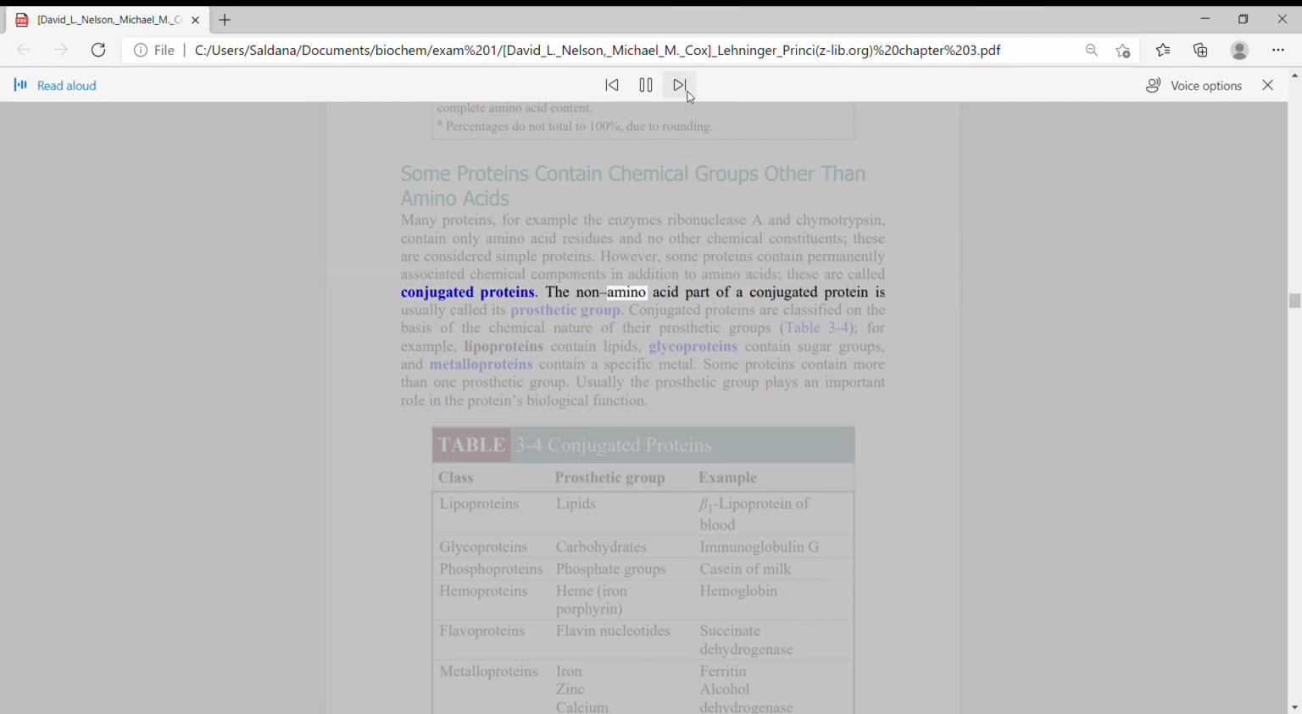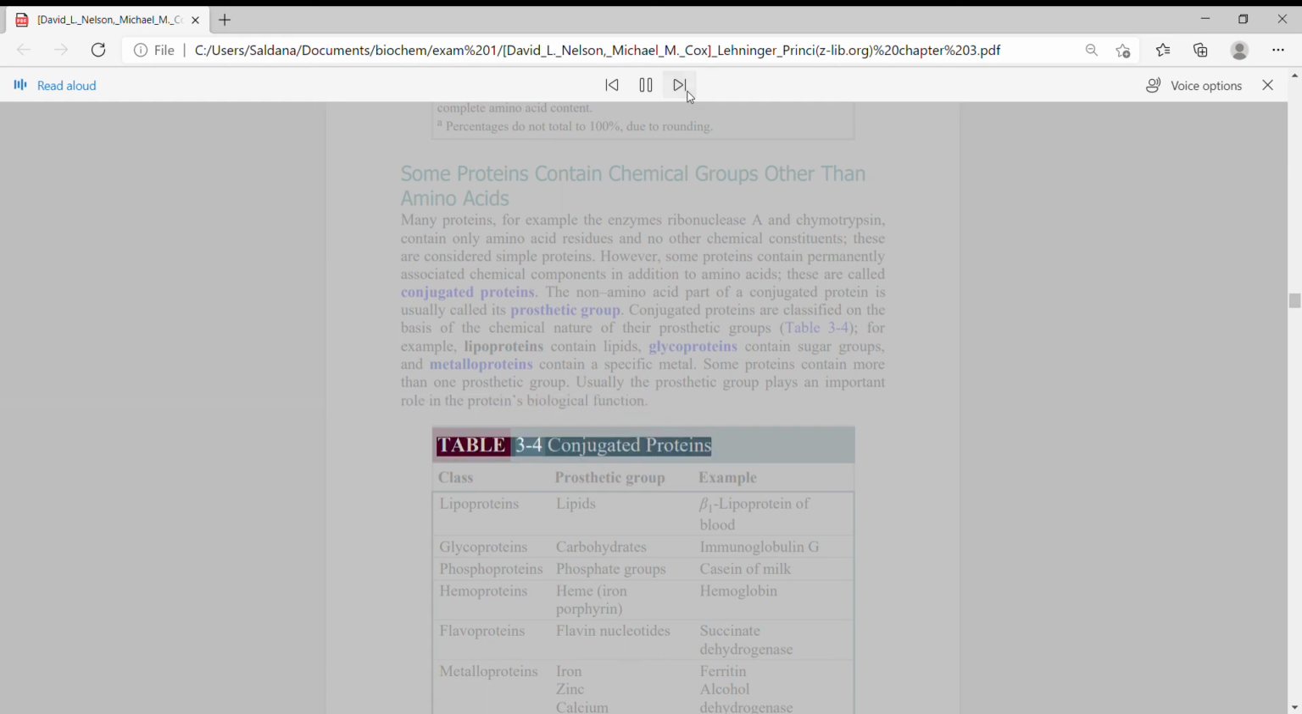The non-amino acid part of a conjugated protein is usually called its prosthetic group. Conjugated proteins are classified on the basis of the chemical nature of their prosthetic groups (Table 3-4). For example, lipoproteins contain lipids, glycoproteins contain sugar groups, and metalloproteins contain a specific metal. Some proteins contain more than one prosthetic group. Usually the prosthetic group plays an important role in the protein's biological function.